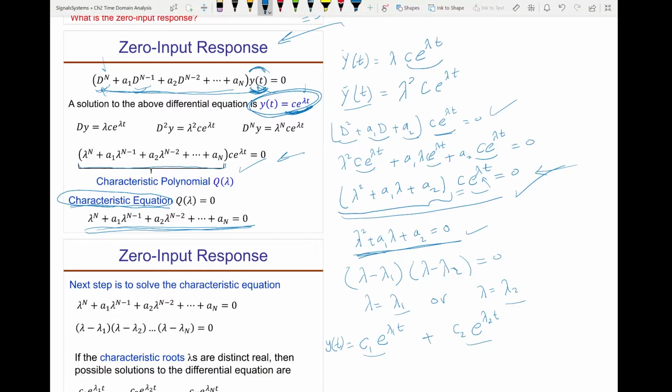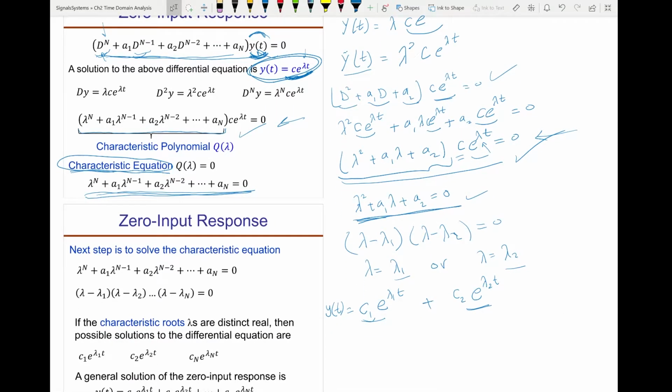And how do we find C1 and C2? We use the initial conditions. Basically, what is the energy stored in the system? And you will be given, or in the lab you will be measuring, for example, what is the output at t equals 0? Maybe you find 3. So that is one initial condition.